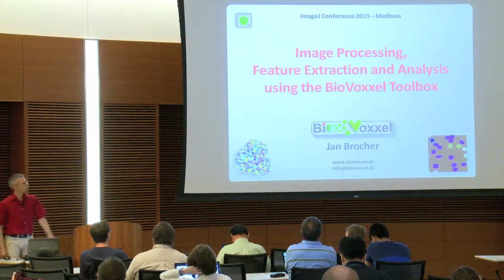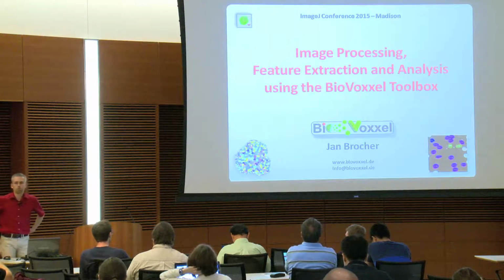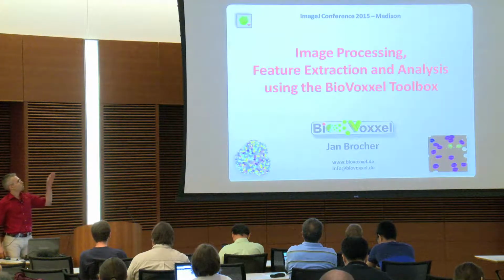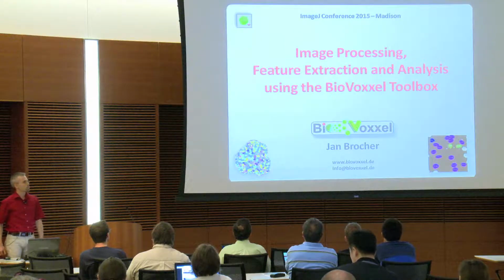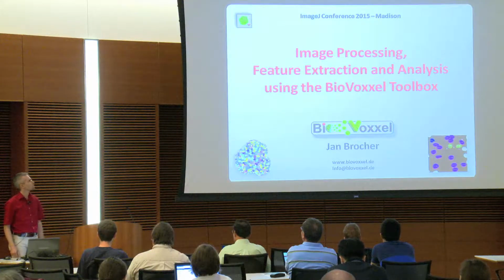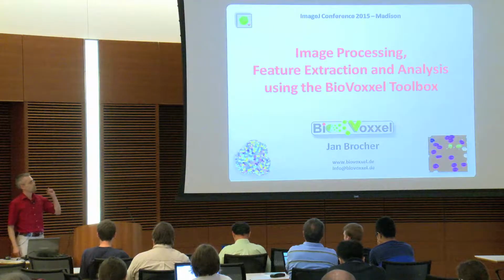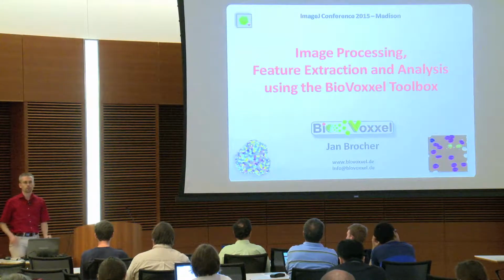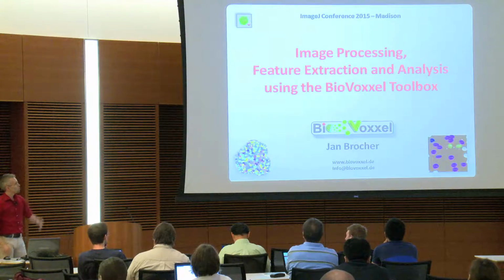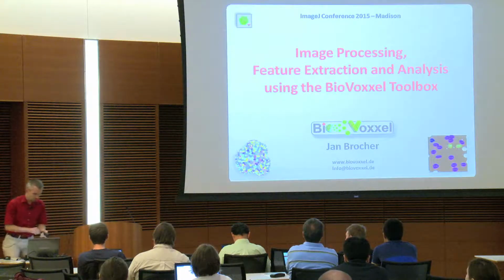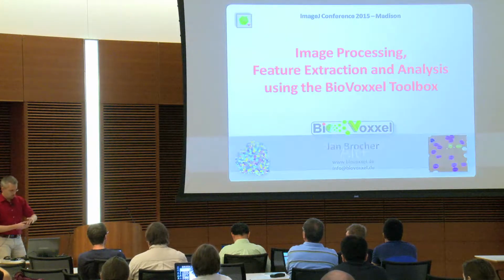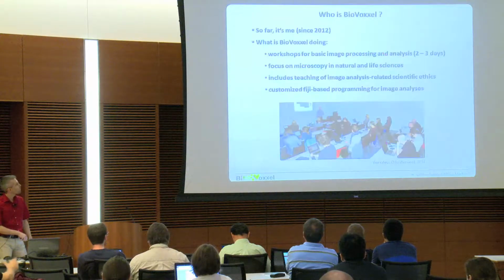So to this talk, we are going to go through a few things Ari has already presented in his overview, especially talking about some processing steps, some feature extraction, so segmentation and analysis using specific functions from the BioVoxel toolbox. That doesn't mean that you cannot do similar things with normal functions from ImageJ. It's just a little bit boiled down here. So let's see if that works.